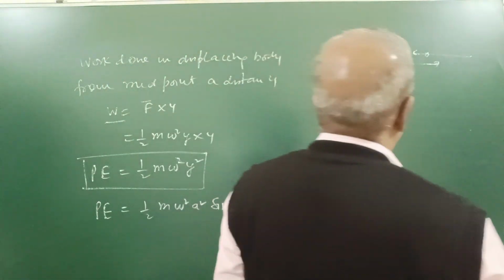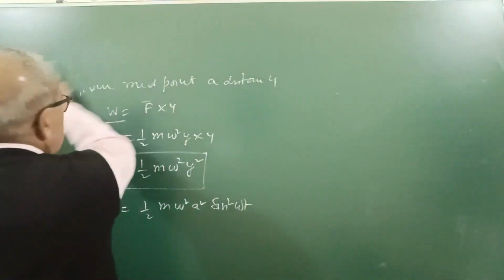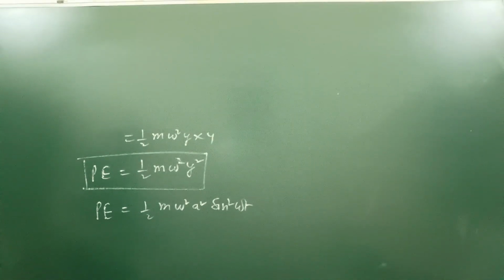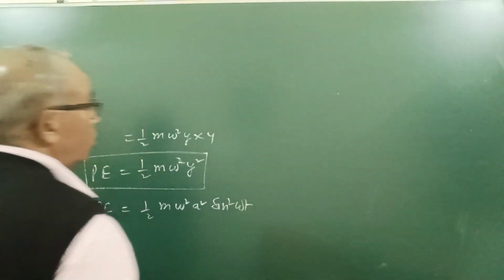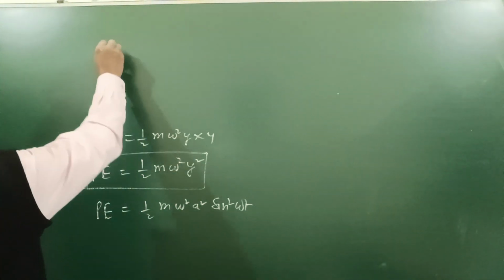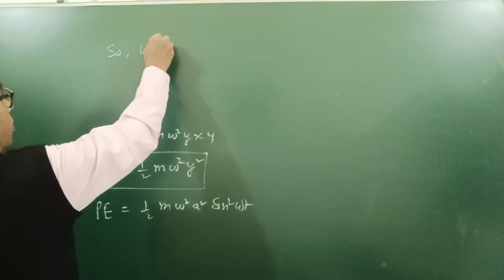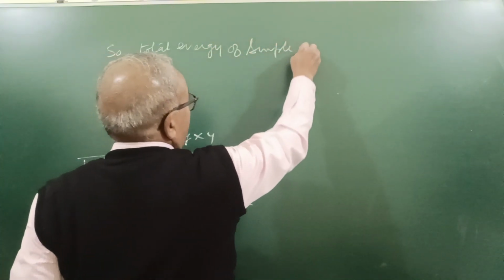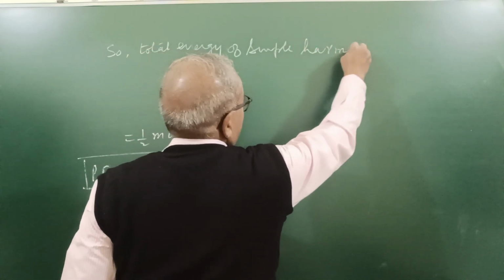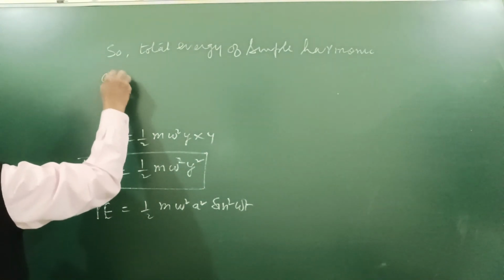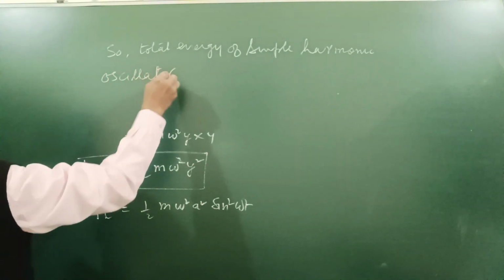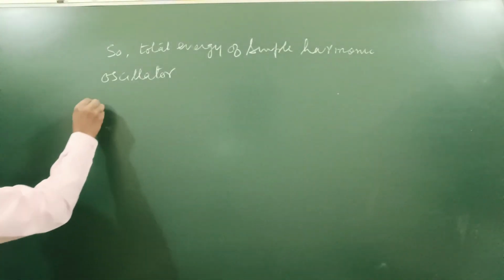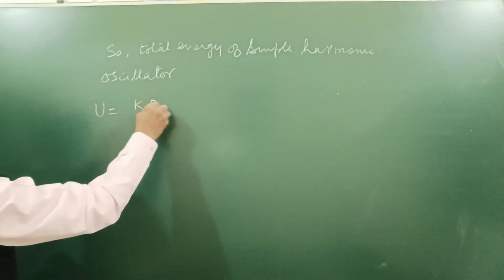Again, if omega t is 0, then the potential is 0. When omega t is 0 the body is at the equilibrium position, so at the equilibrium position the potential is 0 but the kinetic is maximum. So the total energy of a simple harmonic oscillator, U, is equal to kinetic energy plus potential energy.